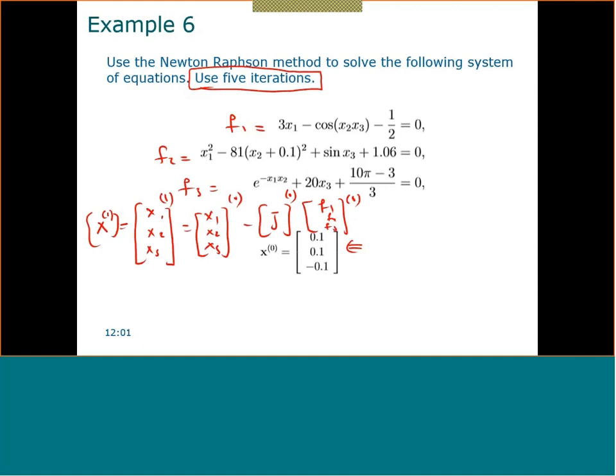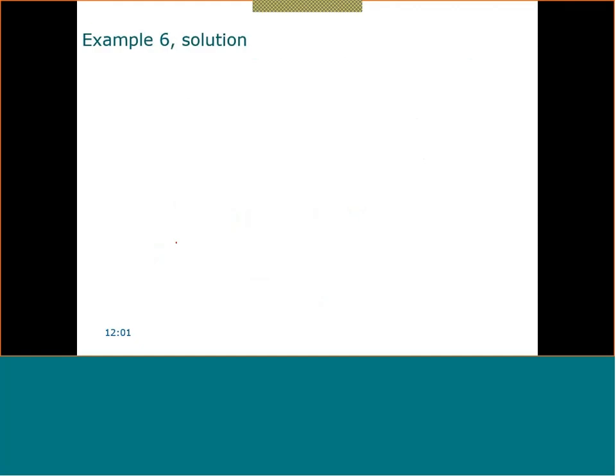So I need to find the Jacobian matrix, and I need to find f1, f2, and f3 with the substitution of these variables. Once I know the Jacobian, and once I know f1, f2, and f3, then I can find my next guess. Okay, very straightforward here. This is not difficult. You have your f of x, the 3 functions, and I just substitute the values.